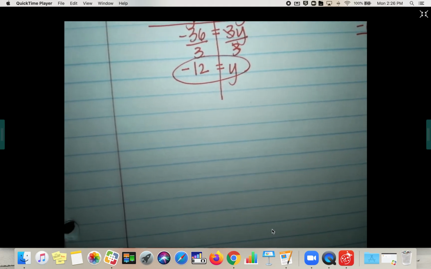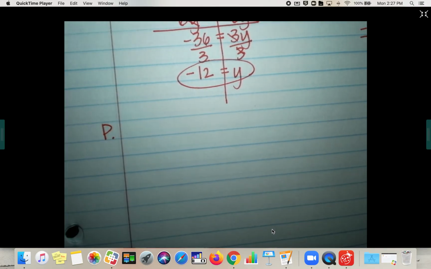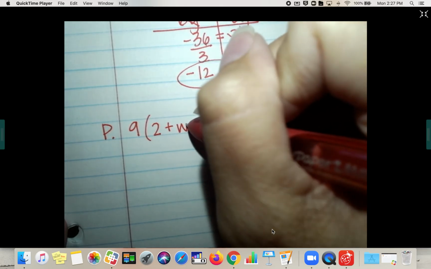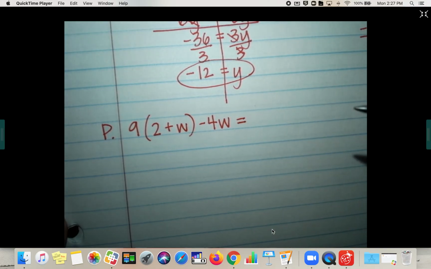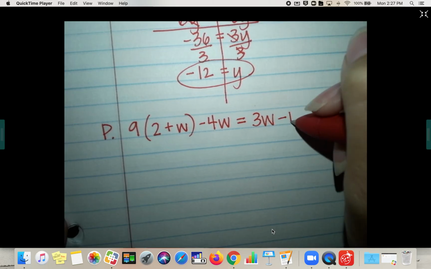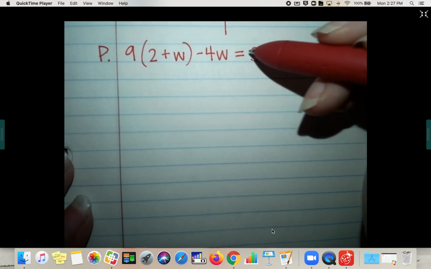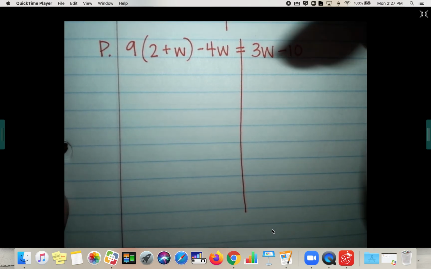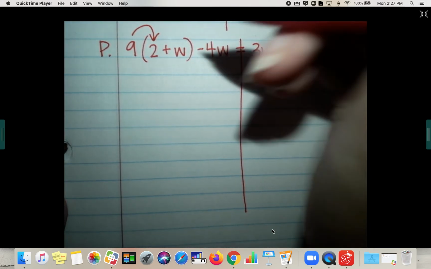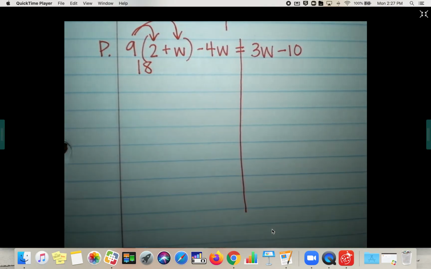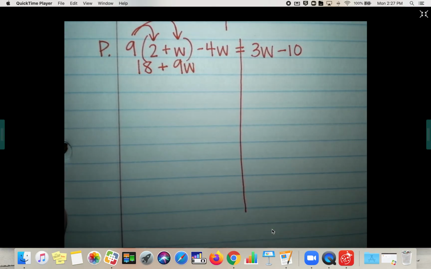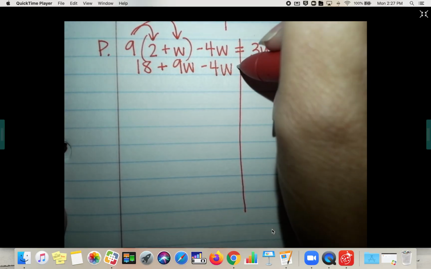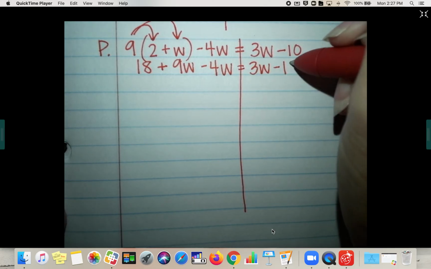Okay, we are ready for letter P. This is 9 times the quantity 2 plus W minus 4W equals 3W minus 10. Okay. Anytime you have distribution, do it first. So 9 times 2 is 18. 9 times W is just 9W, but it's positive, so I want to put a plus in between. Bring down your minus 4W, and I'm just going to leave this side 3W minus 10.